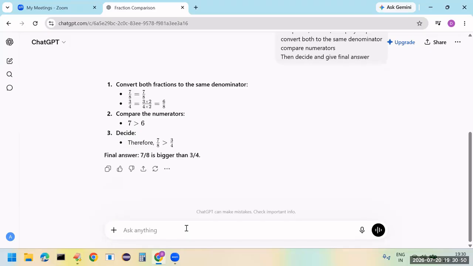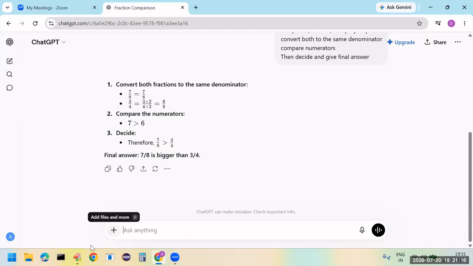7 by 8, let's keep as 7 by 8. 3 by 4, my denominator should be 8, right? So I multiplied numerator and denominator with 2. So now compare the numerators. Sir, 7 is greater than 6. Then decide 7 by 8 is greater when compared with 3 by 4. Final answer, 7 by 8 is bigger than 3 by 4.